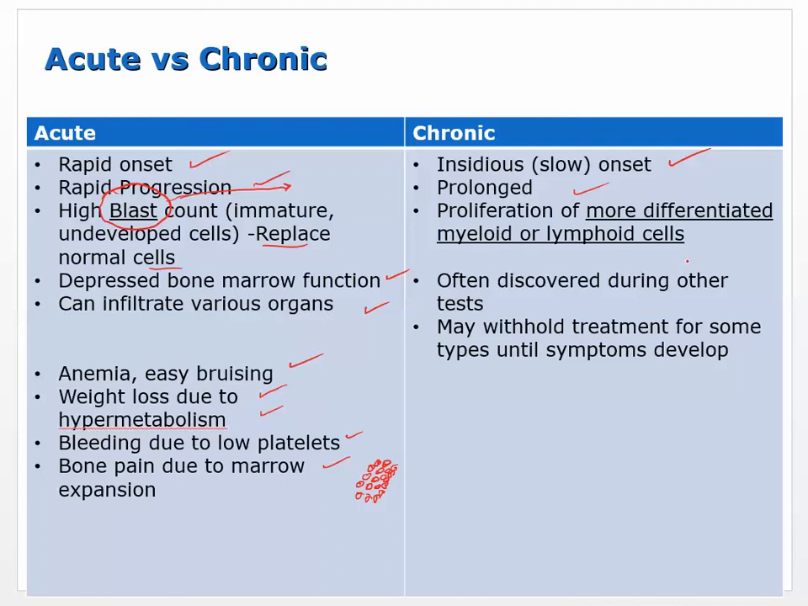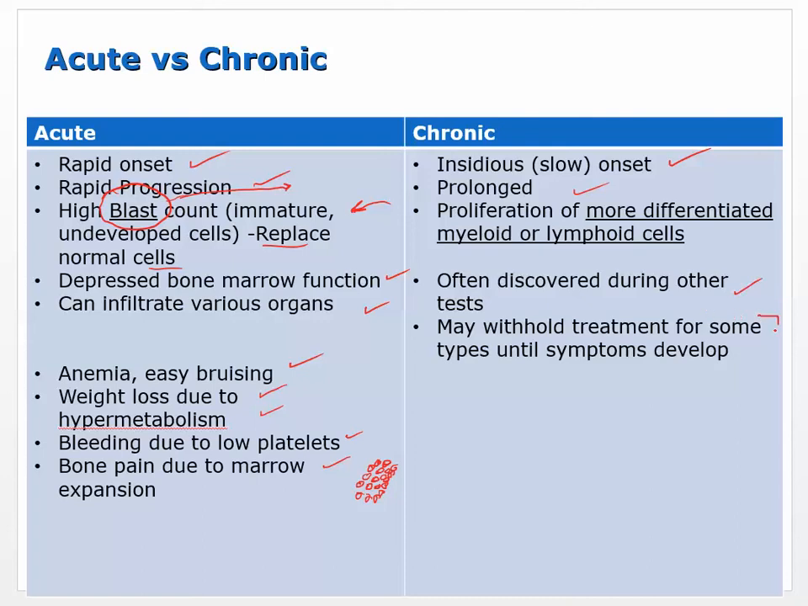So it can be acute, or chronic, insidious, not really noticed, with a slow onset and prolonged proliferation of more differentiated myeloid or lymphoid cells. So instead of being immature, undeveloped, you'll see that they're a little more differentiated. Often discovered during other tests. So people, a lot of times with these chronic leukemias, don't even know they have it. And really the age at which they get it is later in life. It's like after 65 or 70 is when they go in for another blood test and they say, oh, well, you have this chronic leukemia.